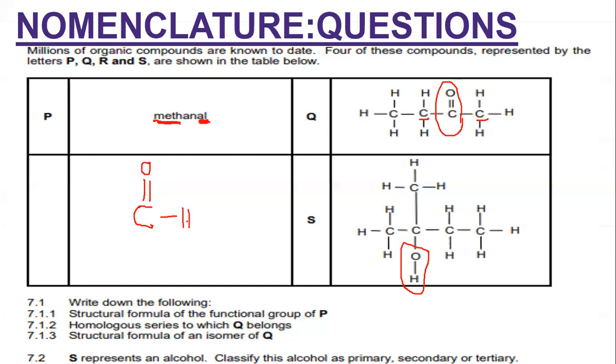Then I put an H here, okay? But I have to also remember to put a bond here, because around carbon there should always be four bonds, around oxygen there should be two bonds, and around hydrogen there should be one bond. So now this is my structural formula of a functional group of P.